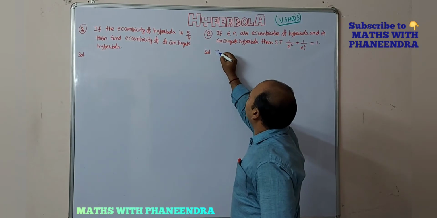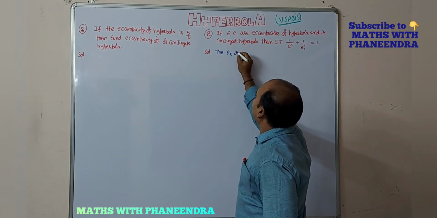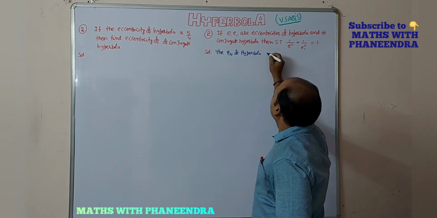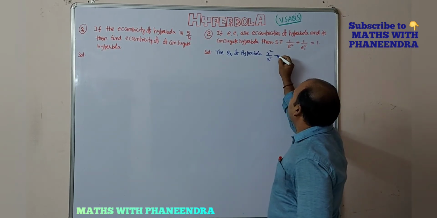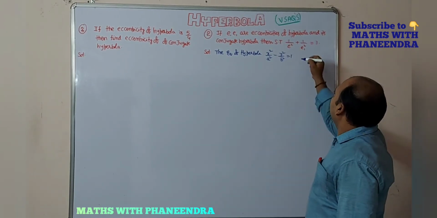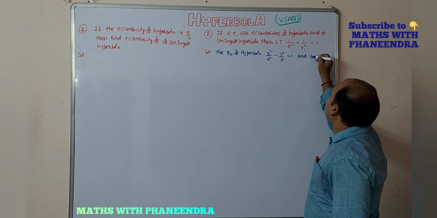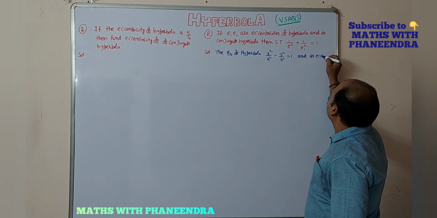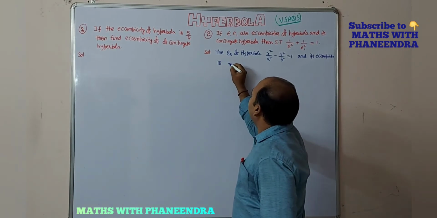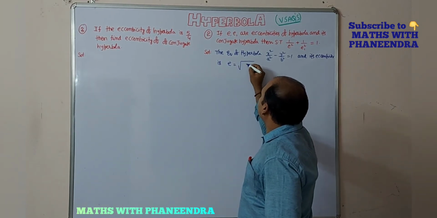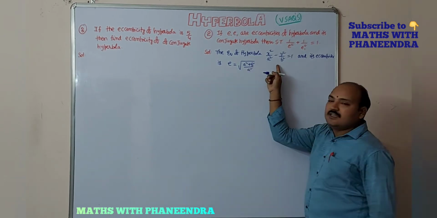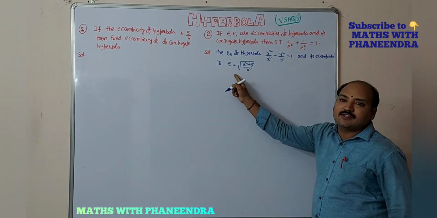The equation of the hyperbola is x square by a square minus y square by b square equal to 1, and its eccentricity is E equal to root over a square plus b square by a square. For this equation of hyperbola, this is the eccentricity.